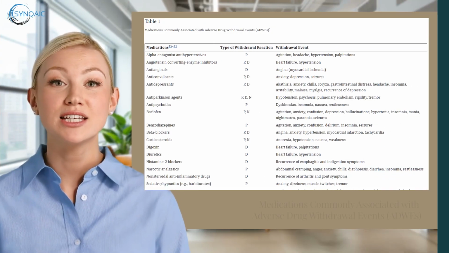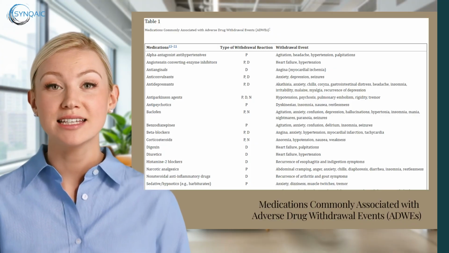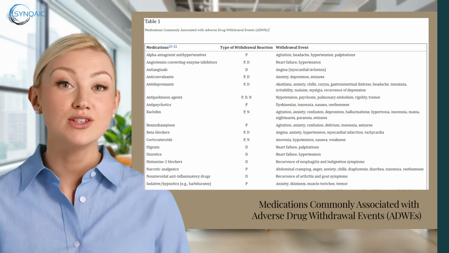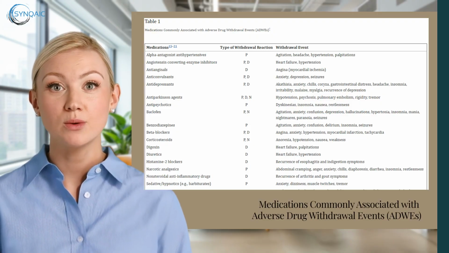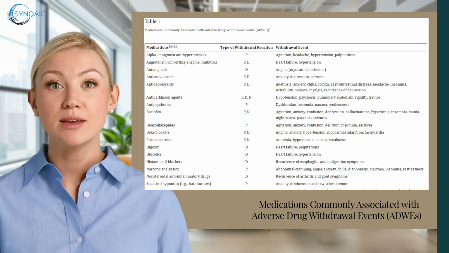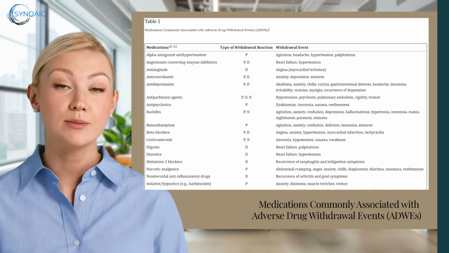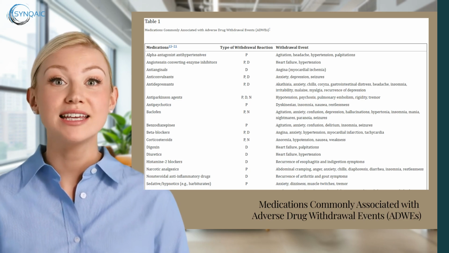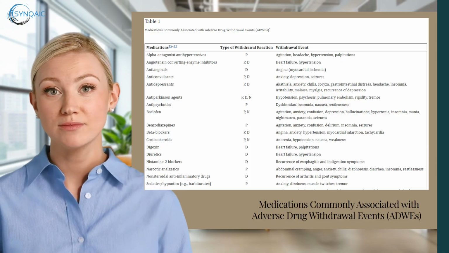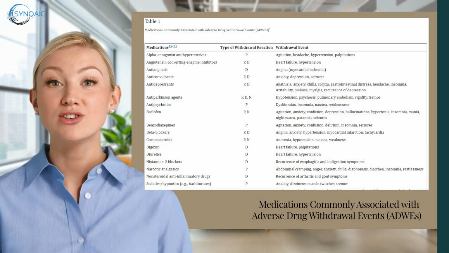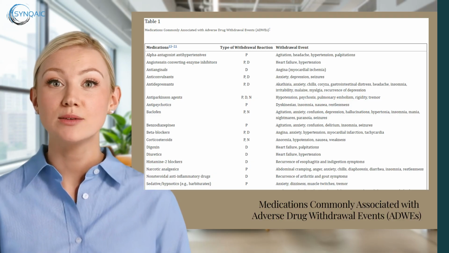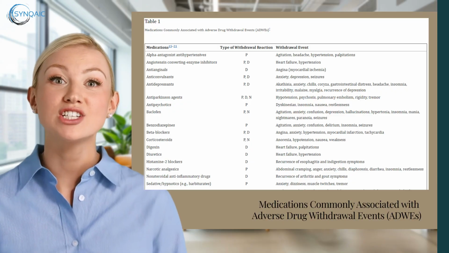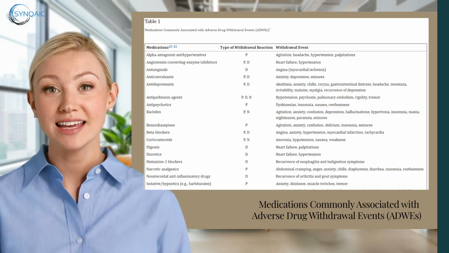Medications frequently associated with adverse drug withdrawal events, ADWEs, include those from the cardiovascular and central nervous system drug classes. Within the cardiovascular category, beta blockers are commonly linked to ADWEs, primarily due to physiological withdrawal reactions or exacerbations of the underlying condition. Similarly, within the central nervous system category, benzodiazepines are often involved in ADWEs, with withdrawal reactions such as anxiety that can mimic the underlying condition.